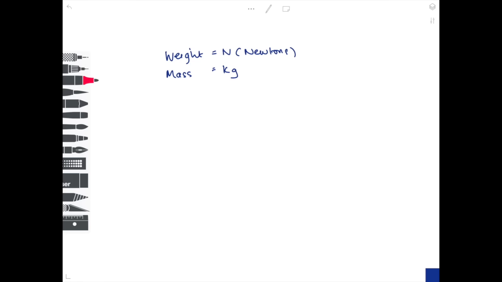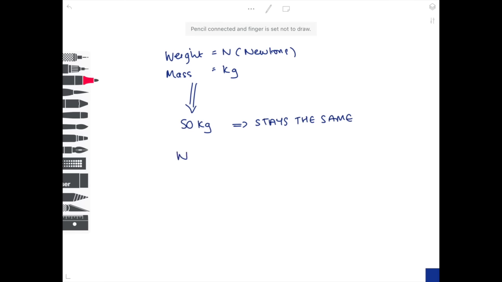Now it's worth noticing that your mass is unchanged. It doesn't matter where you stand, which planet you're standing on, where you are in space, your mass will remain the same. So if your mass is 50 kilograms on Earth, it will be 50 kilograms on Mars. And that's because it's really a description of what you're made up of. However, weight has to take into account gravity. And therefore, when gravity changes, your weight will change.